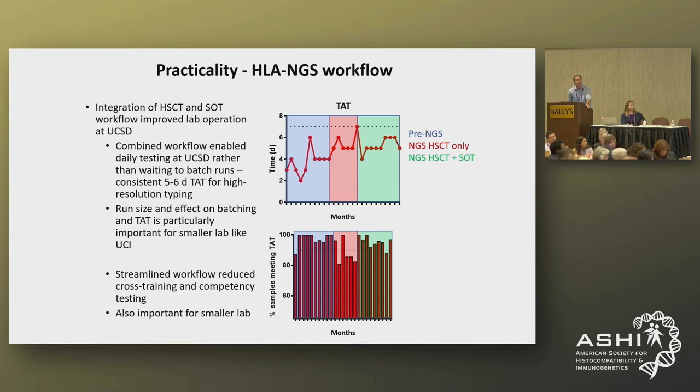What we saw is that by adding SOT, we were able to add to our volume. We decreased our time between batches, and we were able to keep our turnaround time where we wanted it, at around 5 days. Because we increased the number of batches we did in a week, we also decreased the number of outliers. If a sample did have a failure, or we needed to go back and do additional testing, we were doing all of that in a more timely fashion, so fewer samples missed our 7-day turnaround time goal.